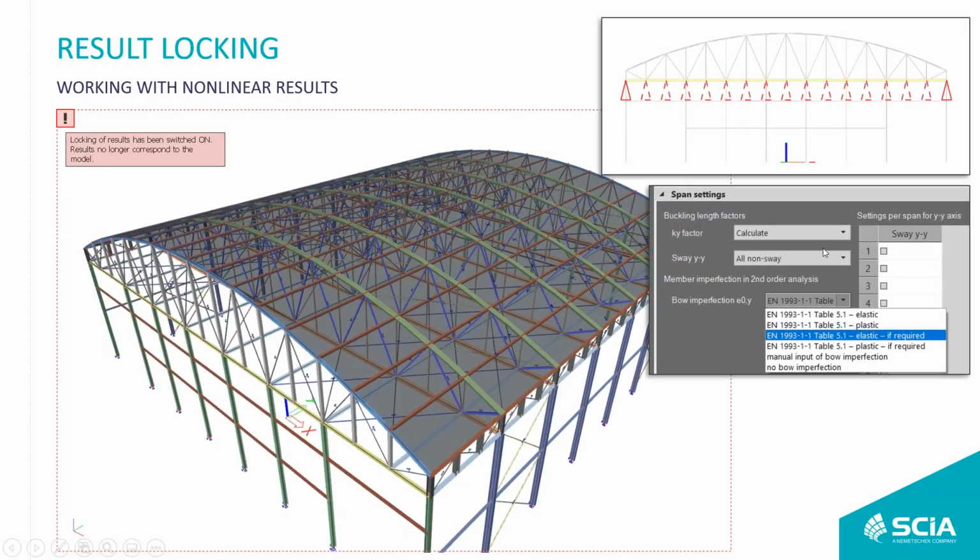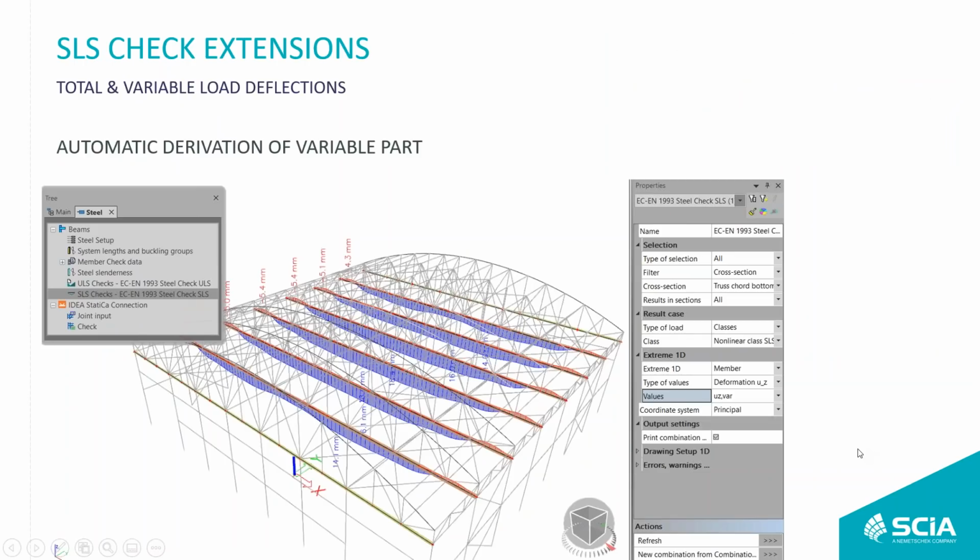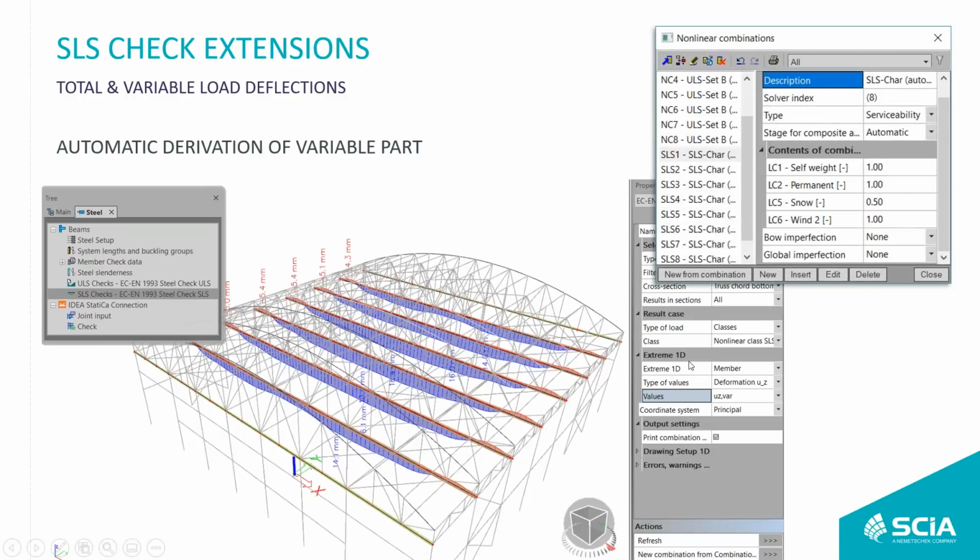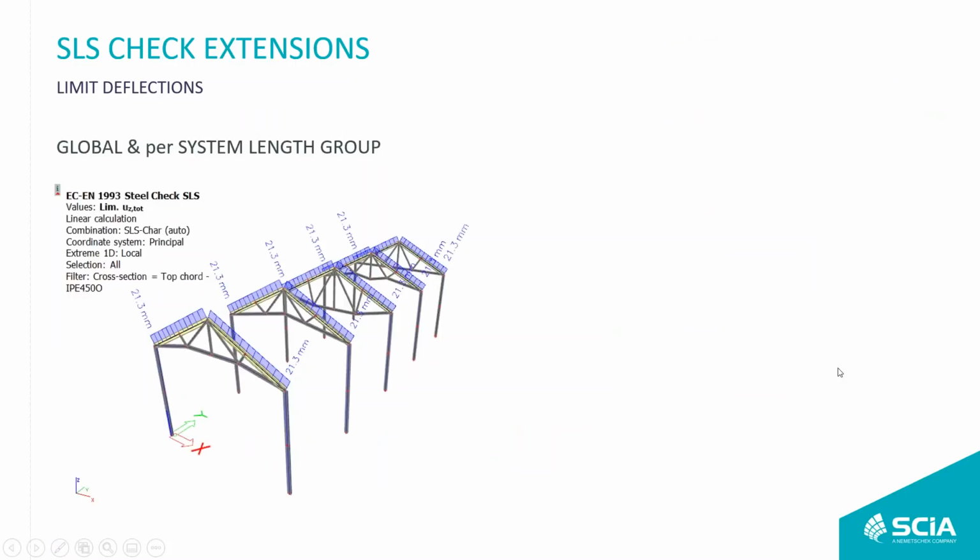And especially if you're going to be dealing with settings which can change your model and delete your results. The functionality is quite general. You can use it also when you are deleting members, adding members, etc. The next thing I showed is that the SLS check automatically derives the variable portion of the deflection so that it can check it against its specified limit. Also in the case that you're working with nonlinear combinations.